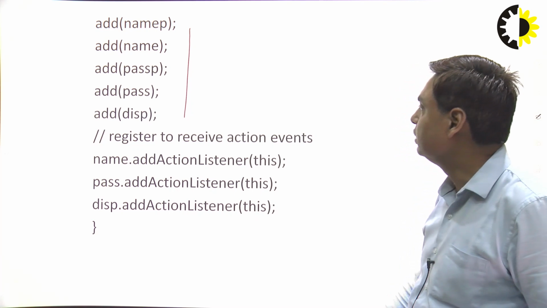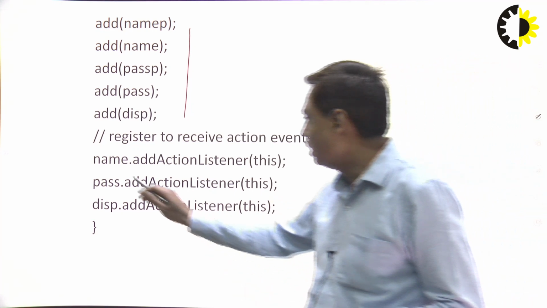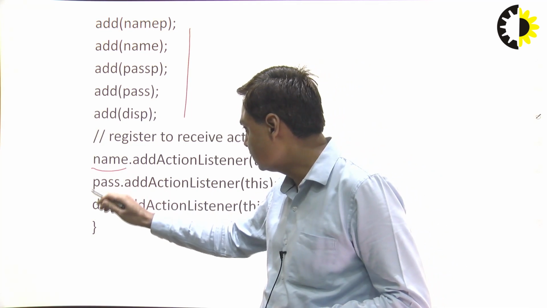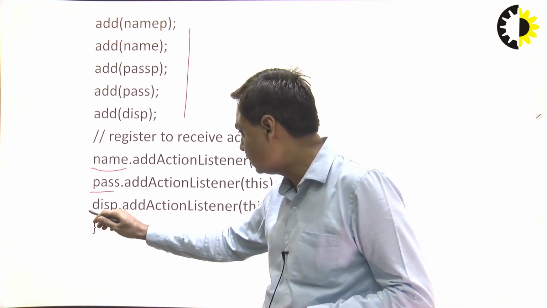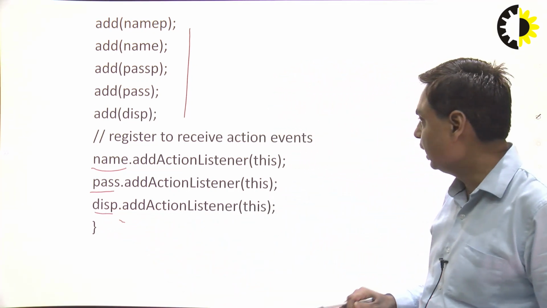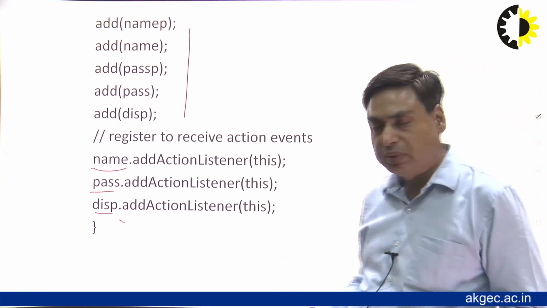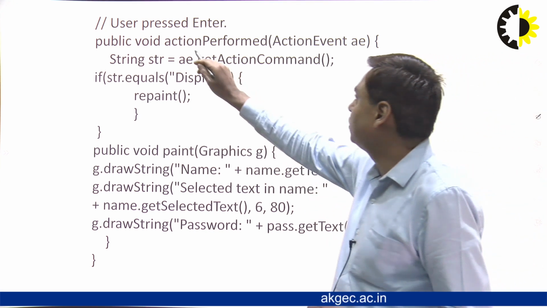So we are using the disp here, and now we are adding the action. We are adding the action in the first text box, we are adding the action in the second text box, and we are adding the action in the display also. So whatever you type, the action will be performed. It will go to the action perform. And when we click on the button, again it will go to the action perform. So here you can see action perform.